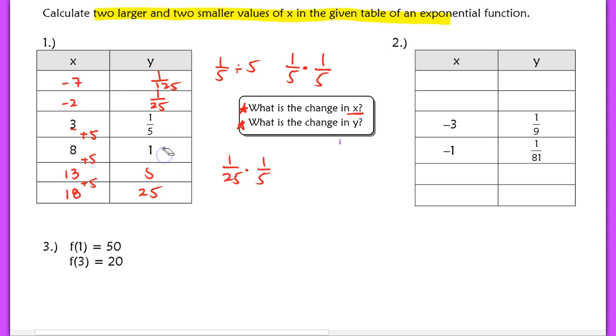I'm going to erase all the stuff that's not really that important here. That's how we calculate two smaller values. So here were the smaller values that are points on this exponential growth table here, as well as these values that are larger. Okay, let's try problem 2.